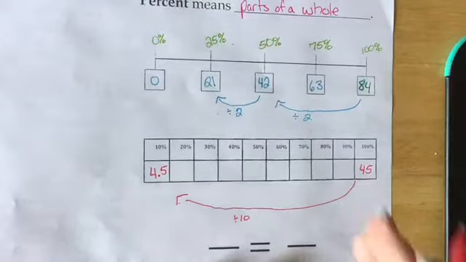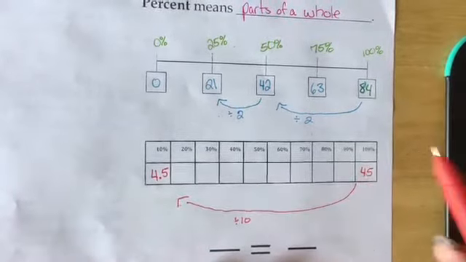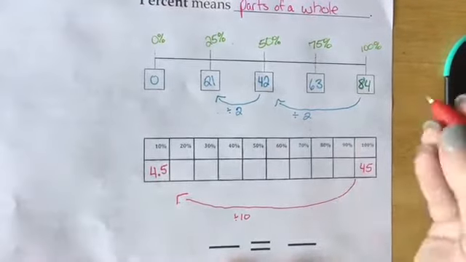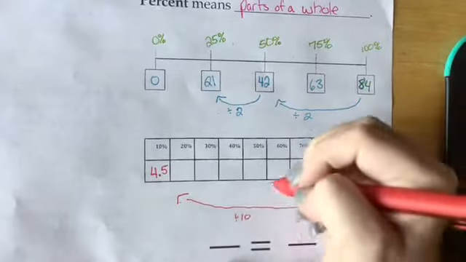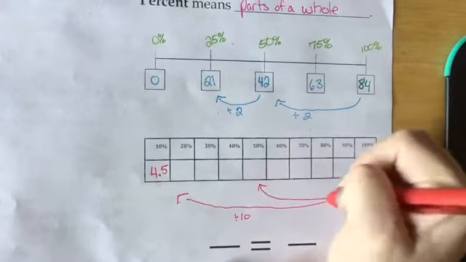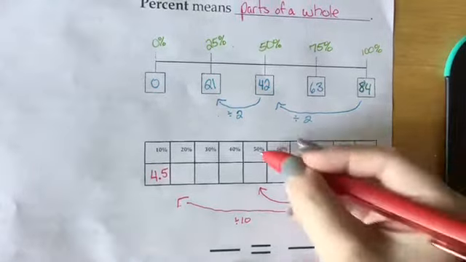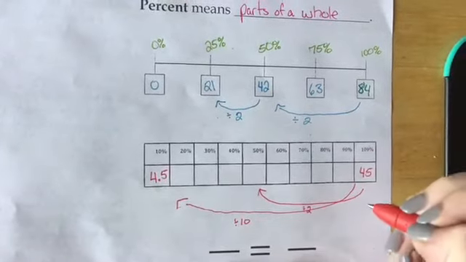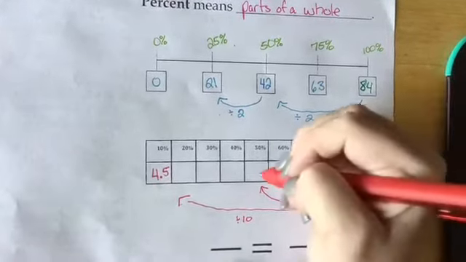So then, I don't like to jump to 20 and 30. That's harder, so I'm going to go down to 50. What's half of 45? To get 50% from 100 to 50 is divided by 2. So I'm going to divide 45 by 2. And that gives me 22.5.